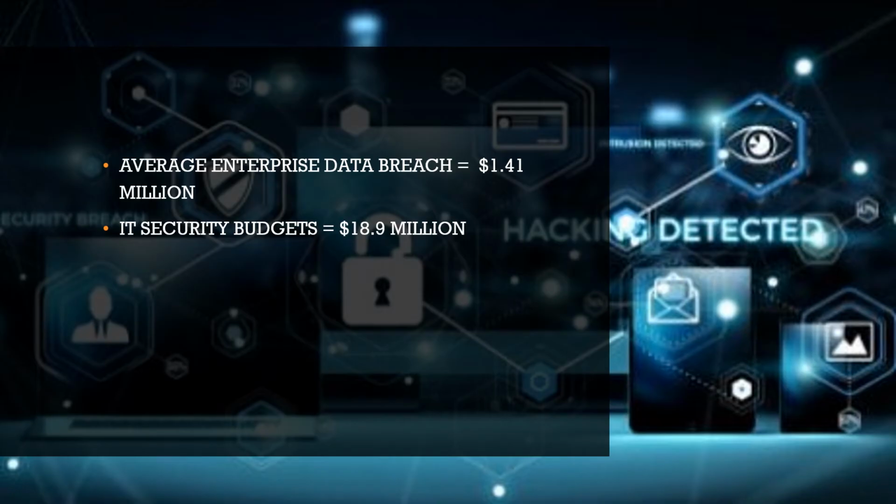An average enterprise data breach costs $1.41 million. IT security budgets now average $18.9 million. Companies are tightening security measures. Laws and regulations are in place requiring companies to take specific steps if they are breached or have any other type of security incident. States are requiring companies to send notifications to consumers when a data breach occurs.